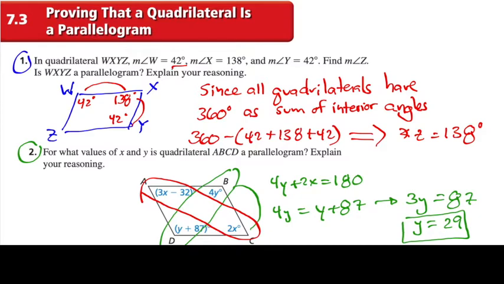3x minus 32 equal to 2x. Once again, my equation has all the same variable. So I will subtract 2x from both sides and add 32, and we get x equals 32. And these are the measurements for x and y that will give us a parallelogram.